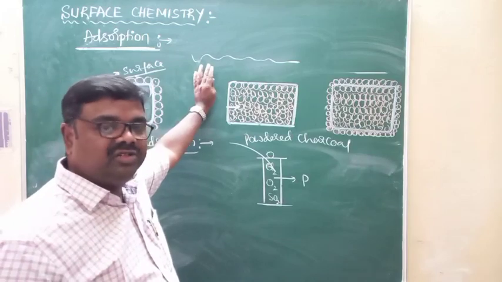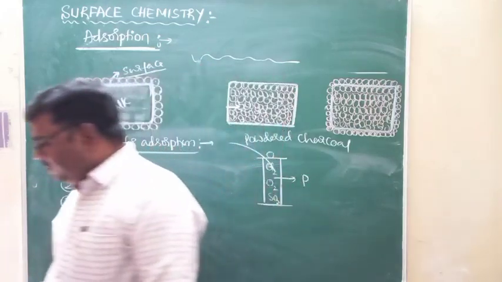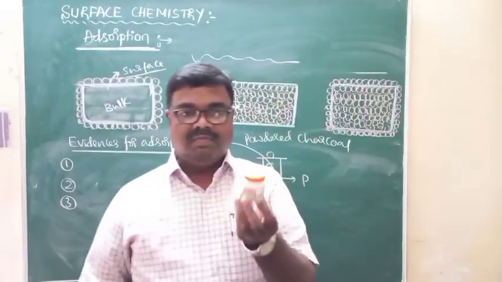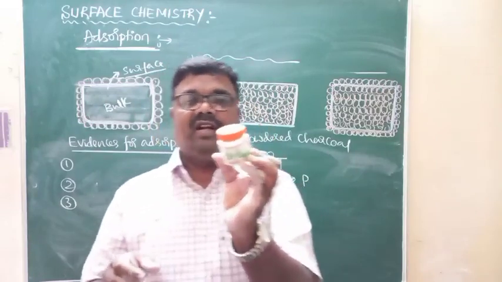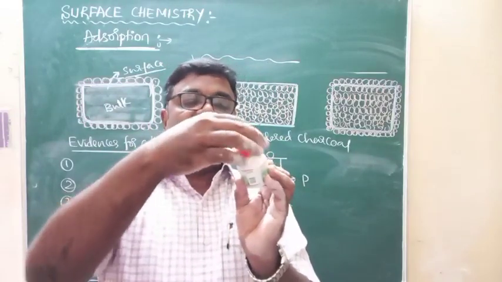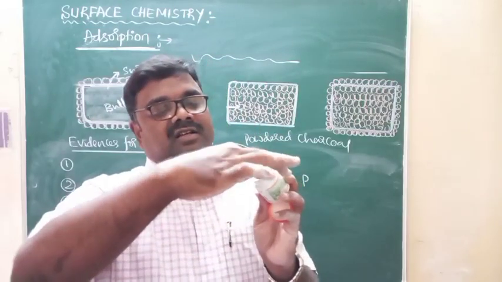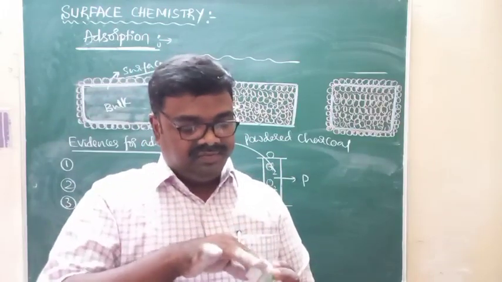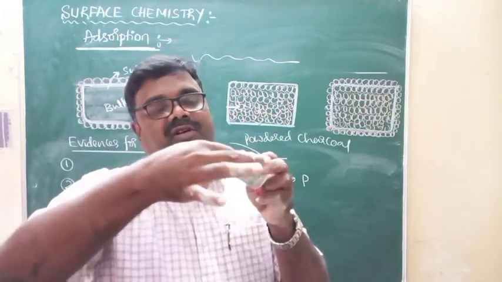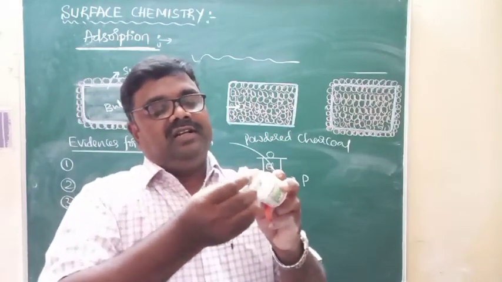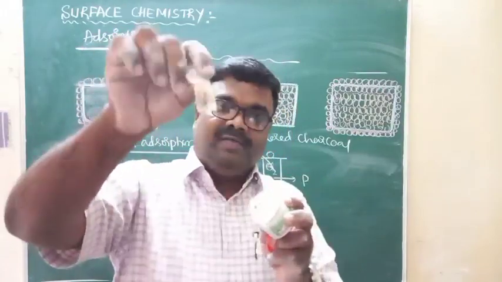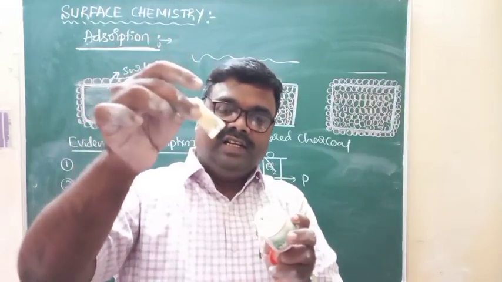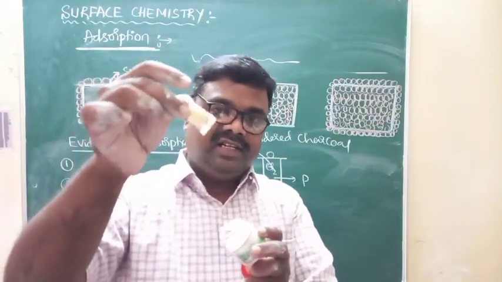air can be dried by using silica gel, is it not? And that's also because of adsorption. For that purpose, I can show you. Here, this is one bottle containing tablets. Now you just observe in this tablet bottle, you can find one small bag containing a crystalline solid. This particular bag contains silica gel, that is a crystalline solid.